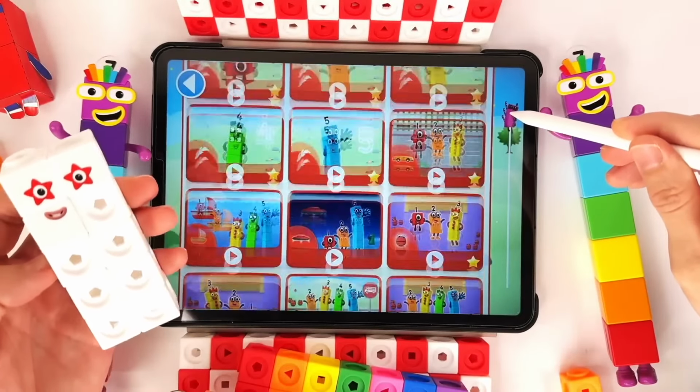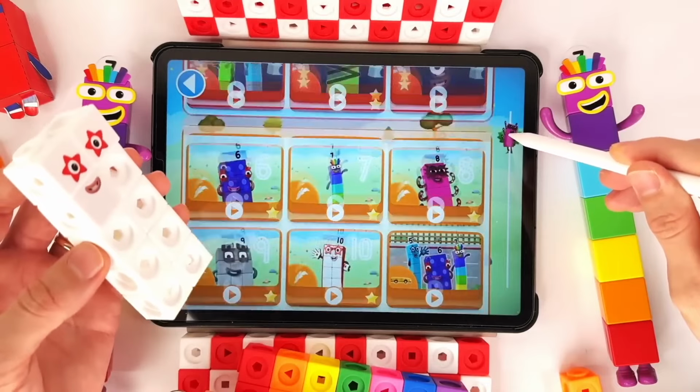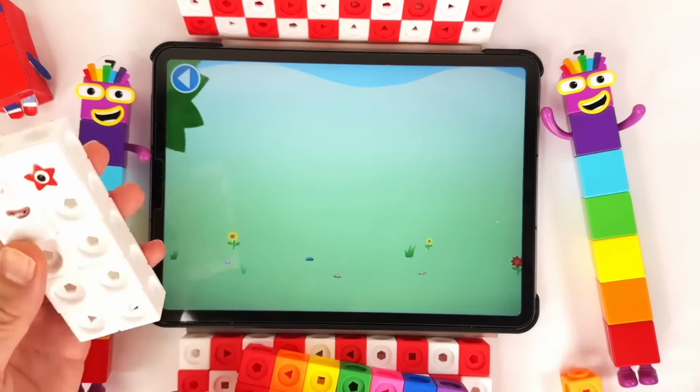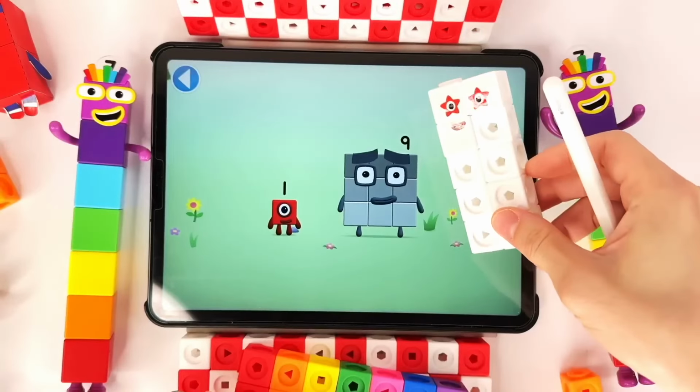There are too many number blocks to count in ones. Let's count in twos. Last big number block. Number block ten.